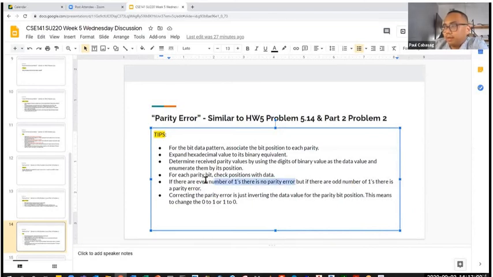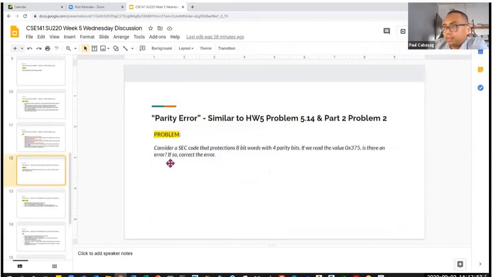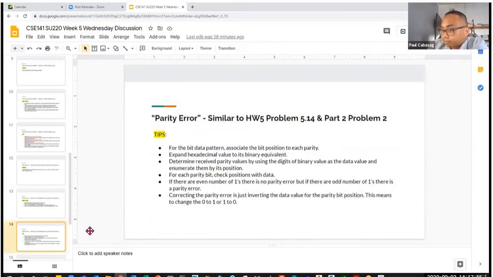So just remember the even number of ones after you count that data value, and that's when you expand the hexadecimal value. You're going to find the even number of ones for each parity. And then how you correct it, because I think this is asking you to correct this error.